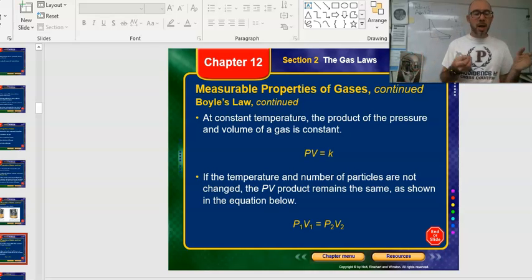Or if you want to think of it, you've got the pressure at the start and the volume at the start, and you've got the pressure at the end of your experiment. That's where the 1s and 2s come from: starts and finishes. So in my case, I've got a 50 for my volume, and I've got a 1 for my pressure. 50 times 1 equals 50. If I decrease the volume to 25, my pressure has to go up to 2, so that 25 times 2 is still 50. That's Boyle's law.